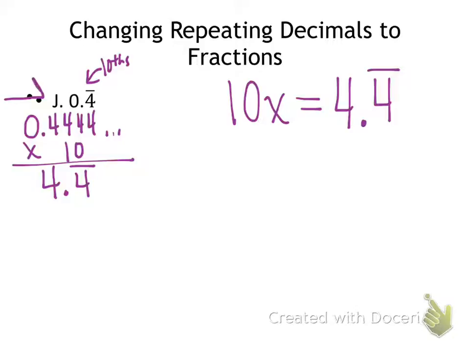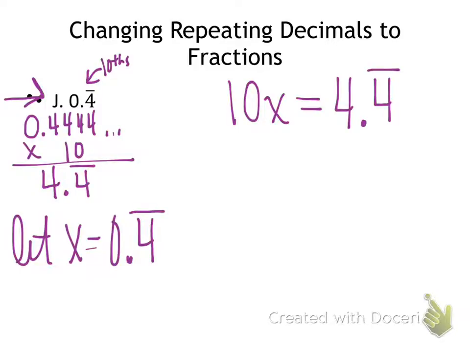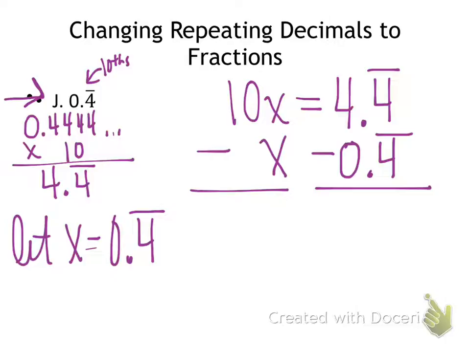Now, we're going to go back and let x equal what we started with. So let x equal 0.4 repeating. Now, on the left, I'm going to subtract x. On the right, I'm going to subtract what is equal to x. We just said that 0.4 repeating was equal to x. Now, you should know that in front of a variable, there's an imaginary 1, so I can fill in a 1 there. 10x minus 1x is 9x. 4.4 repeating minus the 0.4 repeating part just leaves me with 4.